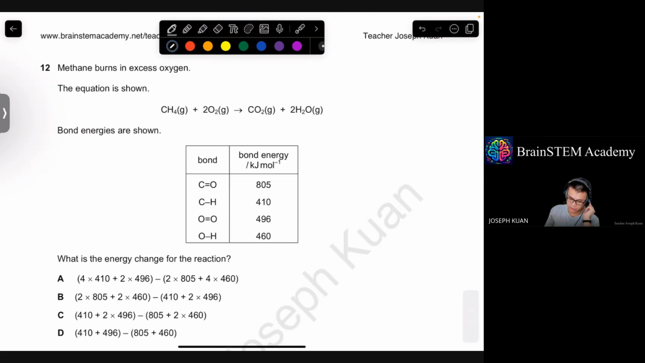Methane burns in excess oxygen. The equation is shown. Bond energies are shown. What is the energy change for the reaction? Now, you need to know the structure in order to be able to do this. So this methane structure, 4 bonds, 4 C-H bonds. Oxygen, there's 2 of them, so 2 double bonds. Carbon dioxide looks like this. It has 2 carbon-oxygen double bonds. And then for water, those are single covalent bonds, and then there's 2 of them.